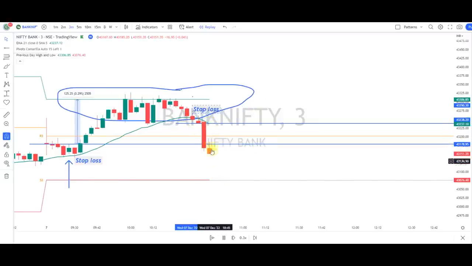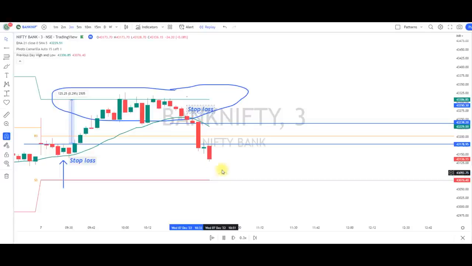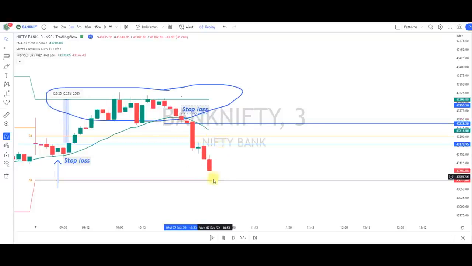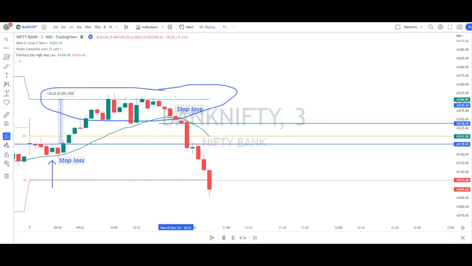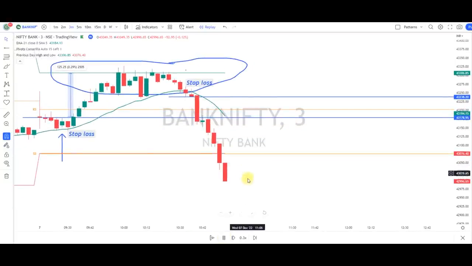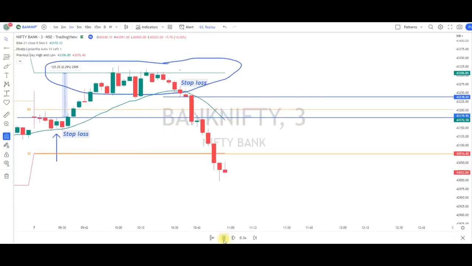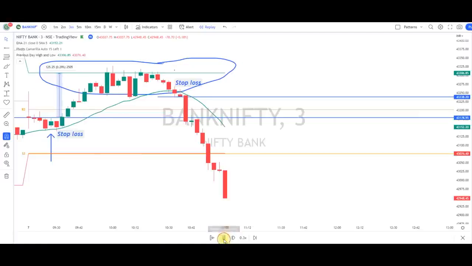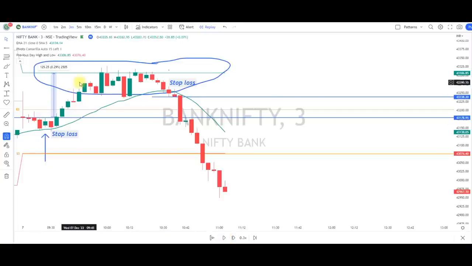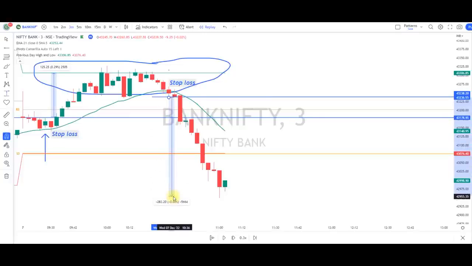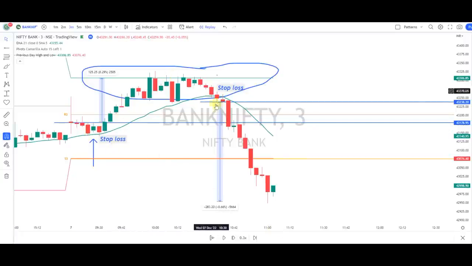We got a nice downward move. So we can book our profits at S3. See, market started falling. See, from there we got around 280 points. So this is how we will enter into the long and short trade.